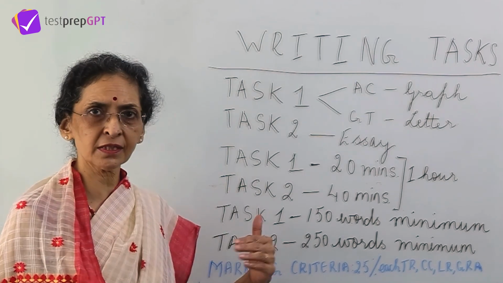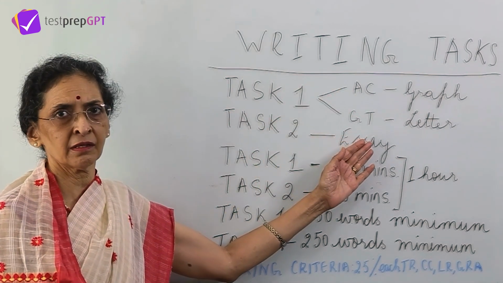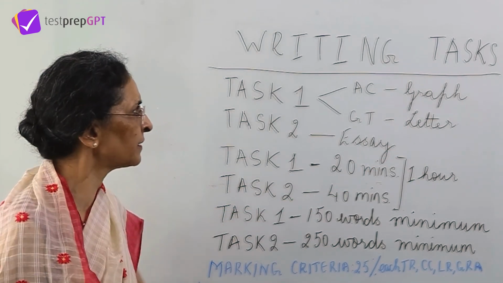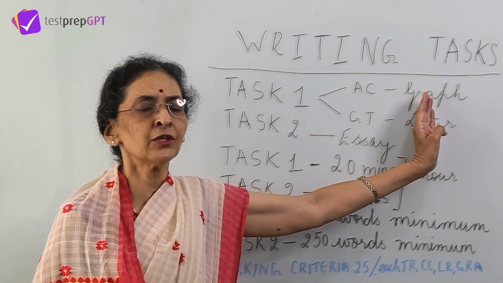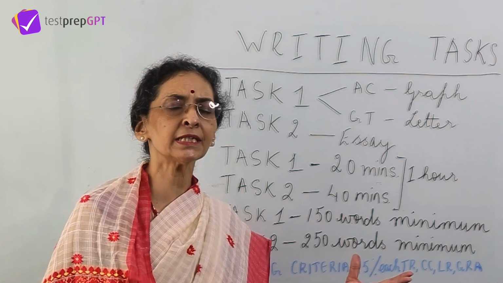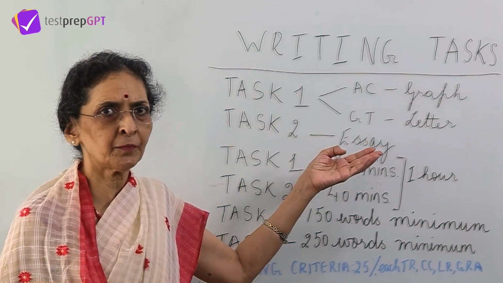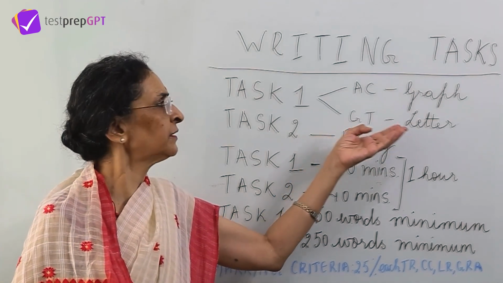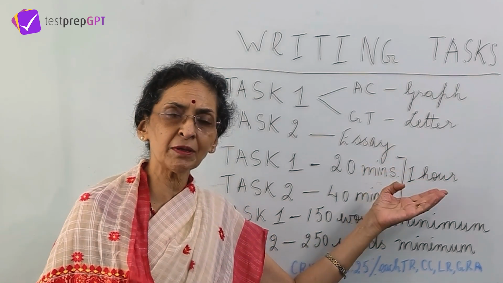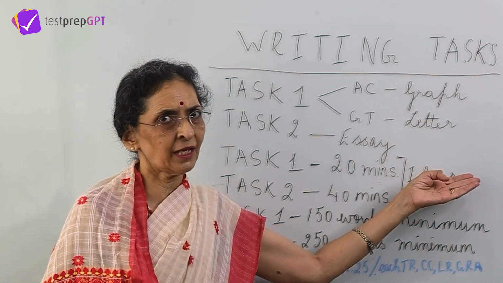Now, what do the tasks involve? The first task has a choice according to the module that you are writing for. So if you are an academic candidate, you would be required to write a report or a summary of a graph that is given to you. More details about each of these will follow in the later videos. If you are appearing for the general training module, then you would be required to write a letter. The letter could be a formal, a semi-formal, or a personal letter. But again, as I said, there's no choice in any of these.